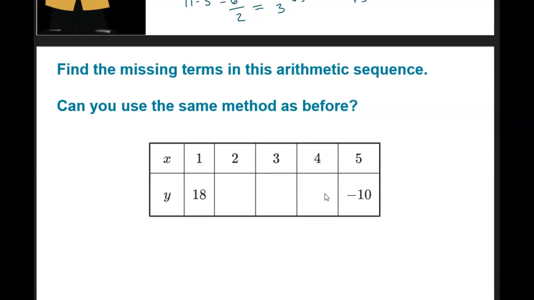So here's another example. Find the missing terms in this arithmetic sequence. And can we use the same method as before? Well, the guess and check might be trickier this time. Looks like it's going down, so we'll probably choose a negative number. But other than that, I might just try this other method where we find the difference and then we divide by the number of steps. I'll just write that up here. We find the difference divided by number of steps.